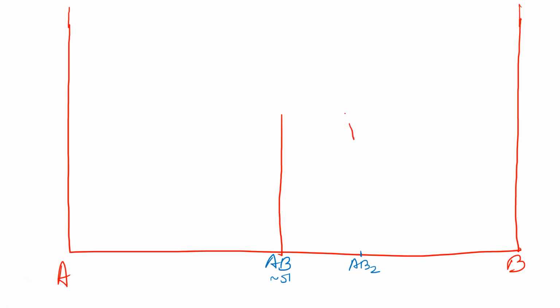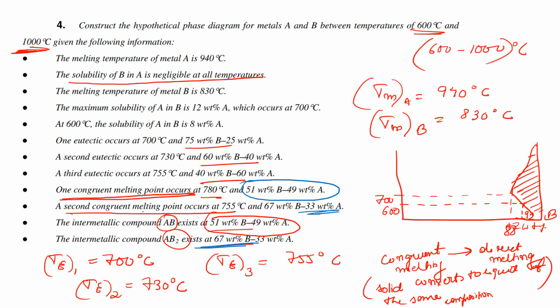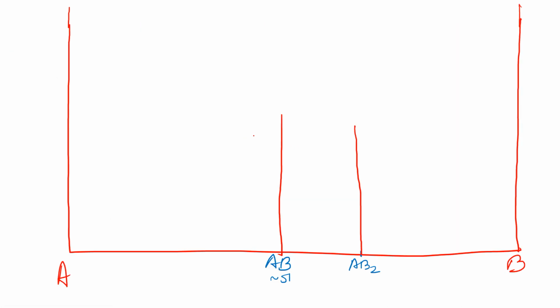And as per the clue, we have been given that it is congruently melting in nature. To see whether it is higher or lower, we have to compare the congruent melting points. It is 755 for AB2 and 780 for AB. That tells us that this will go higher than AB2. And we have been given pure A's melting point, which is about 940 degrees centigrade.